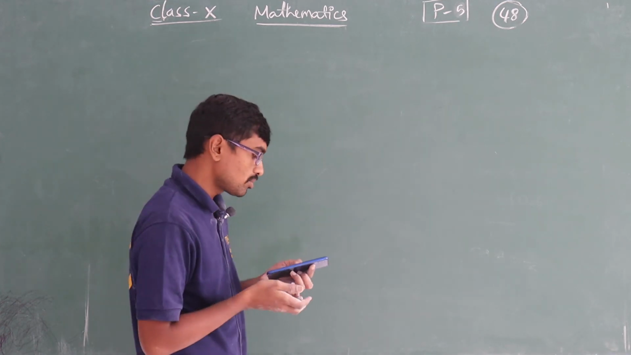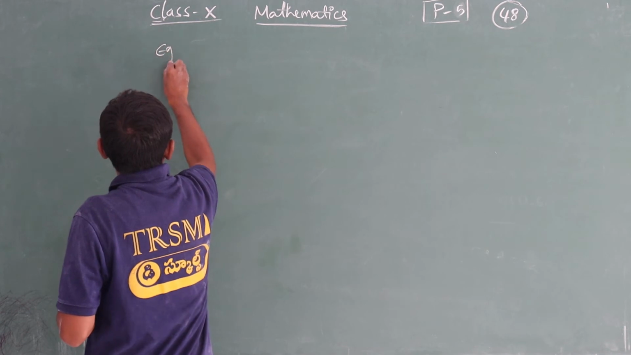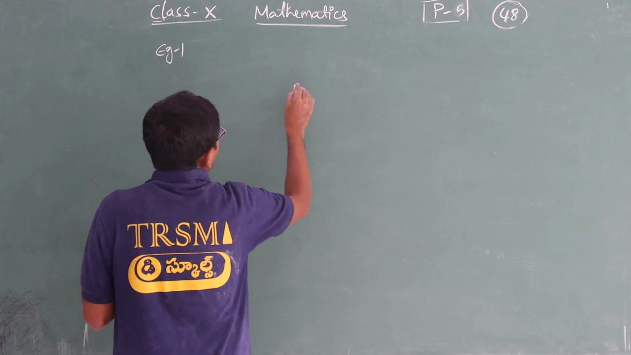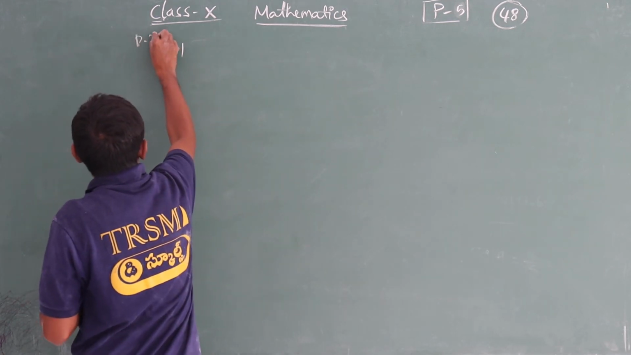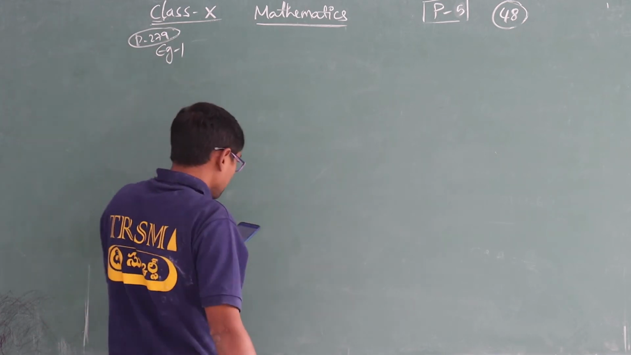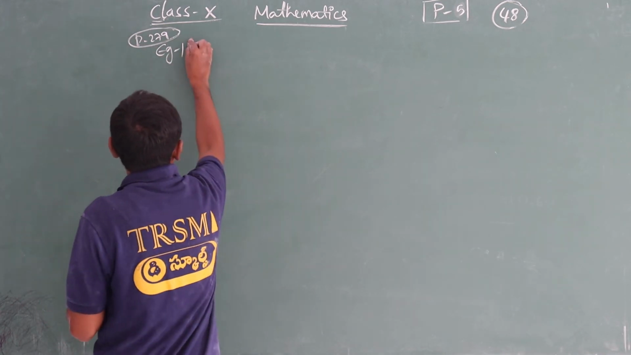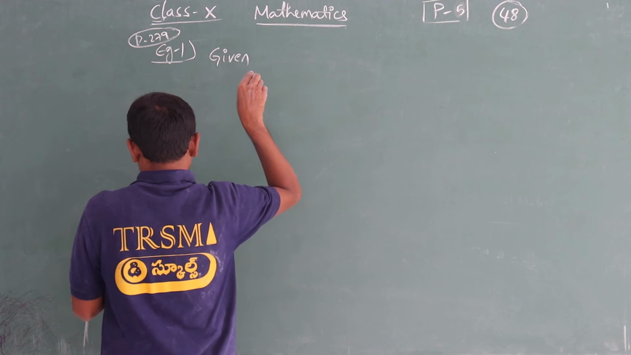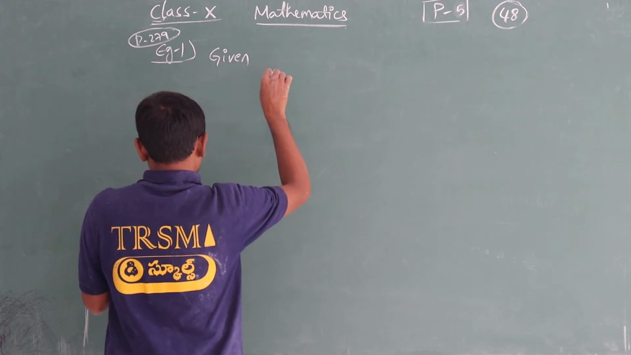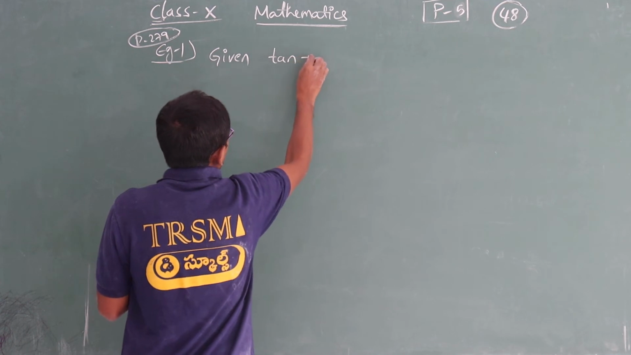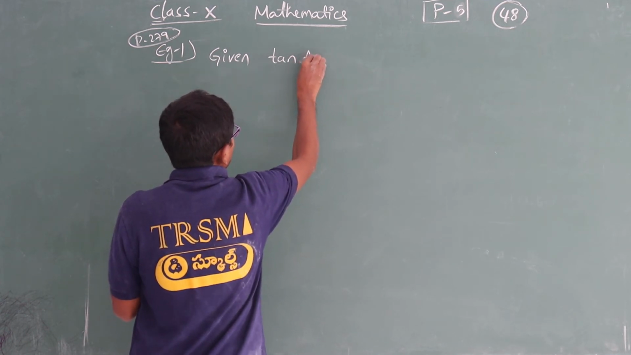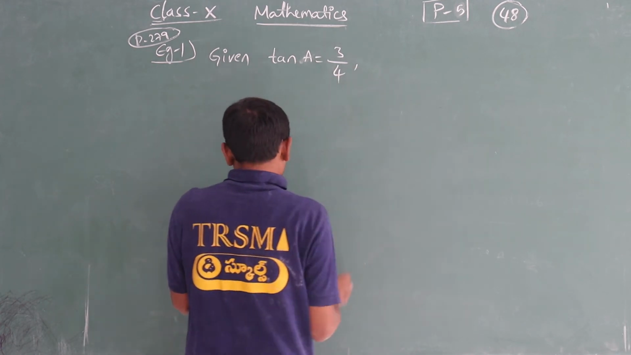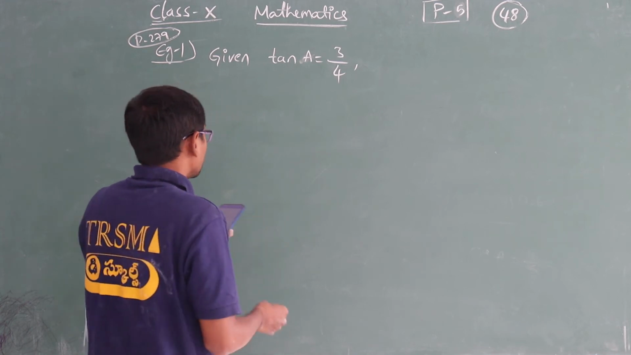Now coming to example number 1, this is page number 279. In page number 279 we have example number 1, that is what he had given here: tan A is equal to 3 divided by 4, where the acute angle is at A. Then what we need to do is find the other trigonometric ratios at the angle A.